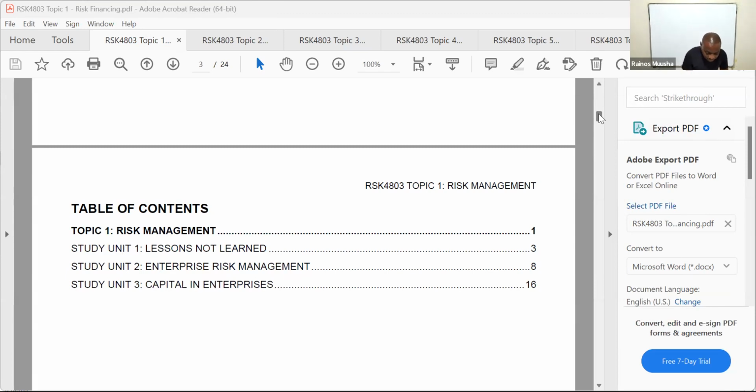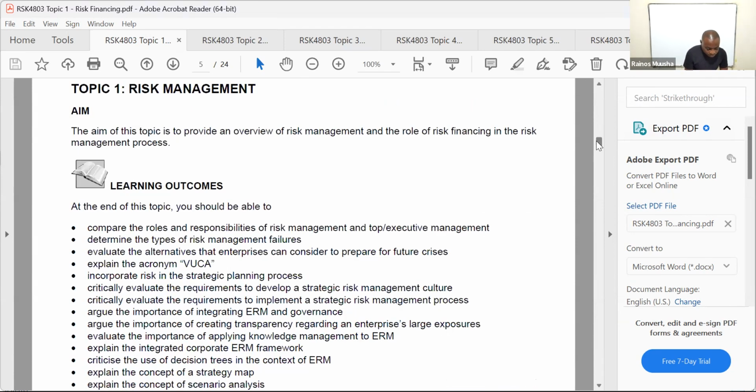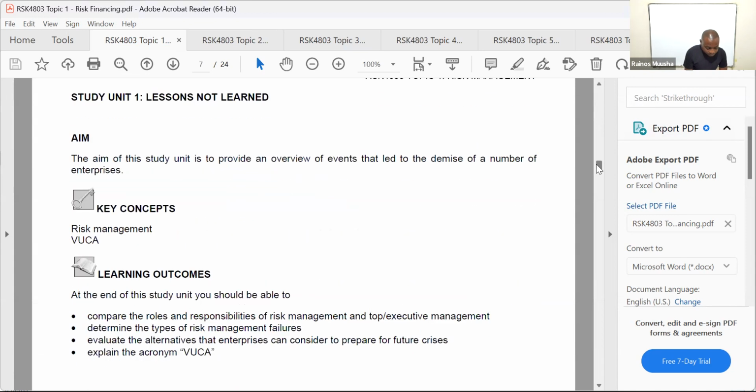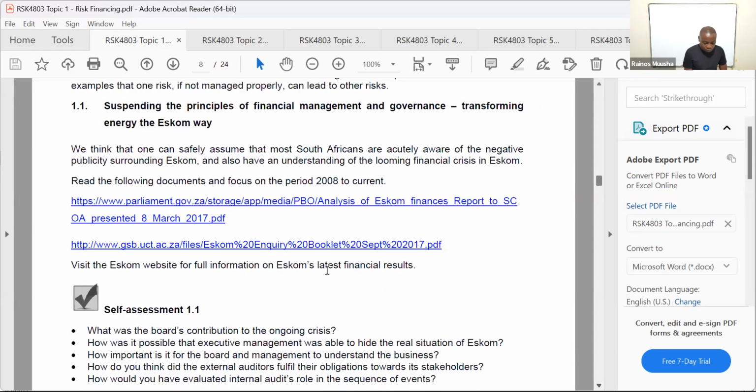If you look at what is covered in study unit 1, you see that they look at lessons not learned, right? And when you look at the lessons not learned there, you see that for unit 1.1, they look at suspending the principles of financial management and governance, which looks at transforming energy the Eskom way. So when it comes to risk management failures, they give us the case study of Eskom.